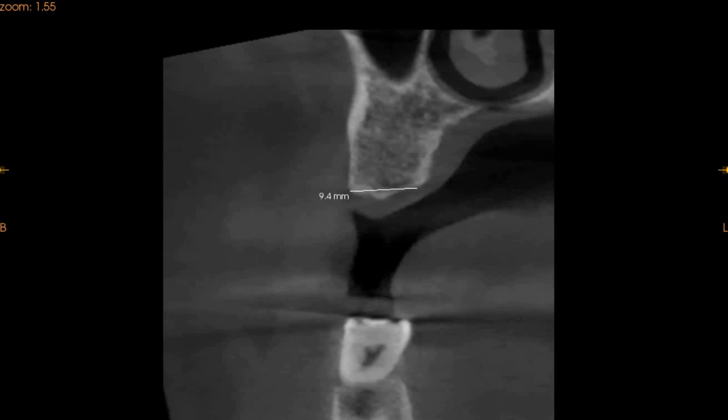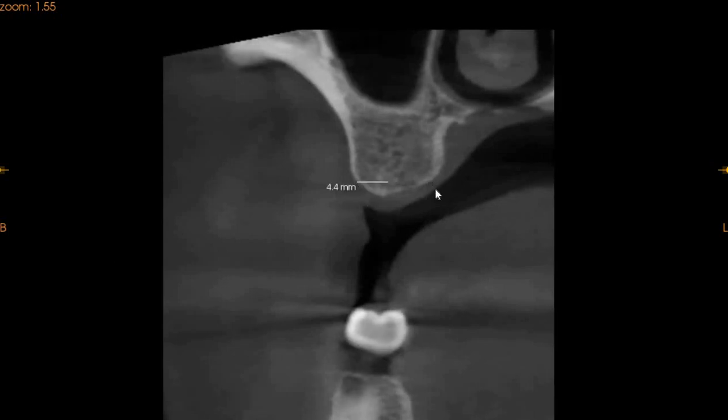The bone here is again D3, but we've got approximately 10 millimeters of ridge width with 14 millimeters of ridge height. Moving to the second molar region, we again have very adequate bone. This is again D3 quality because of very thin cortical plate, 9.9 mm of ridge width with approximately 10 mm of ridge height to the sinus. Again, no sinusitis can be seen, and this area is extremely favorable for implant placement.